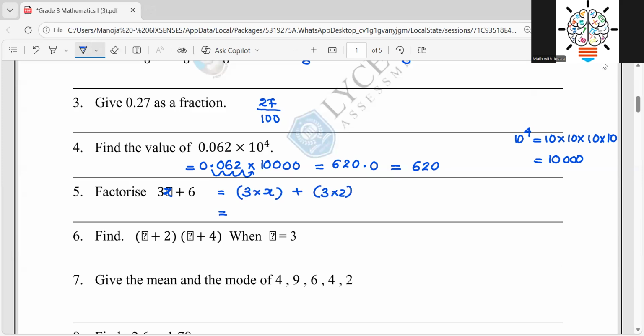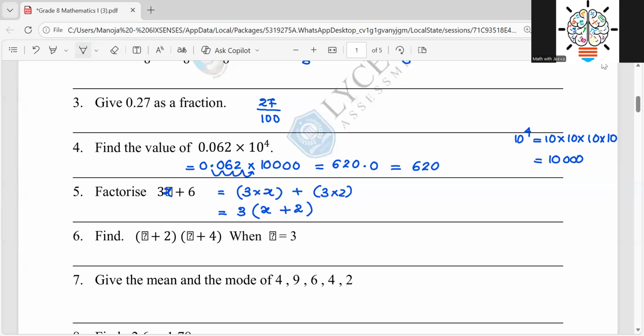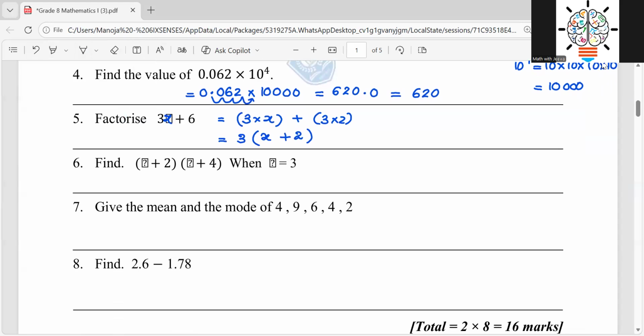So then I take 3 out, that is the common item for them, and then I write x plus 2. This is how you factorize, right? You just say how neat it is and how clear it is, right? Then you also want to double check whether your answer is correct. You just multiply and see 3 times x, 3x, 3 times 2, 6, right? Then we will move to the next one.